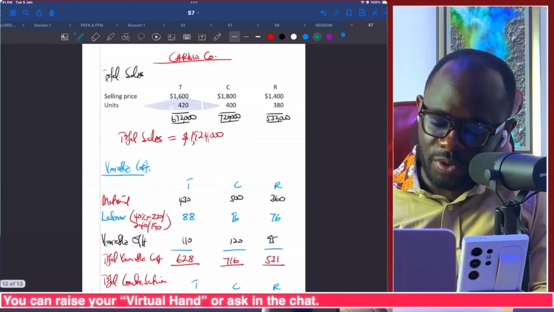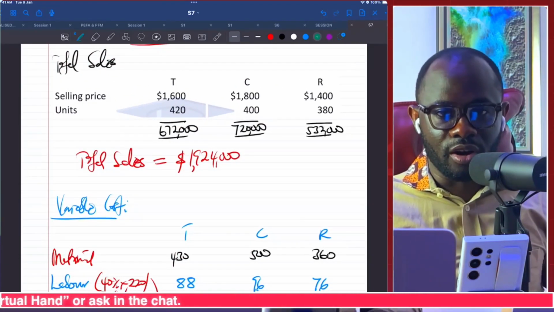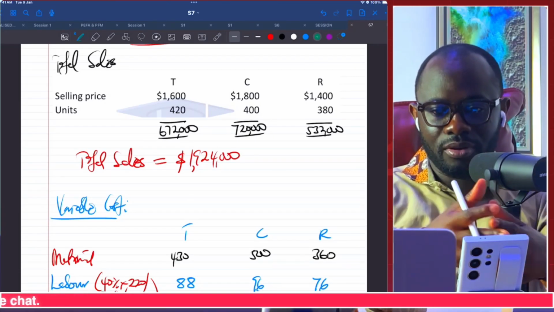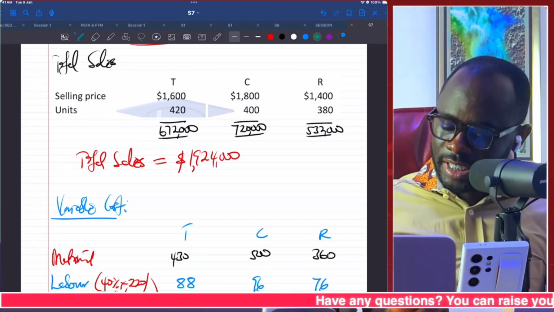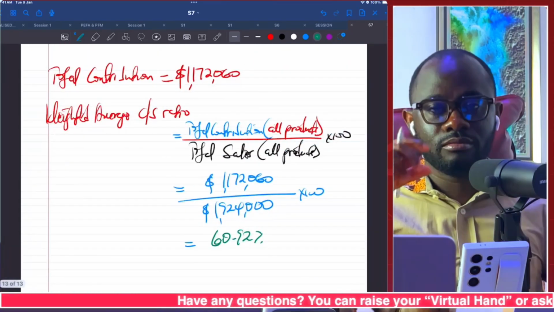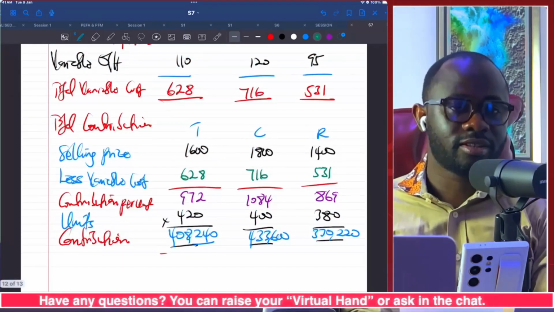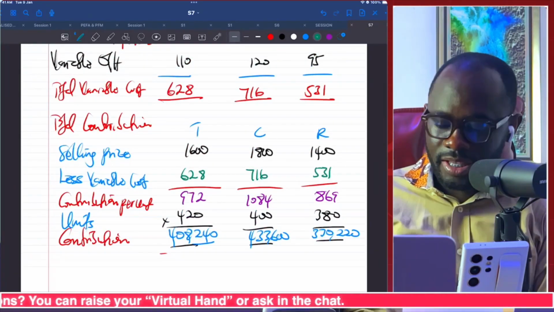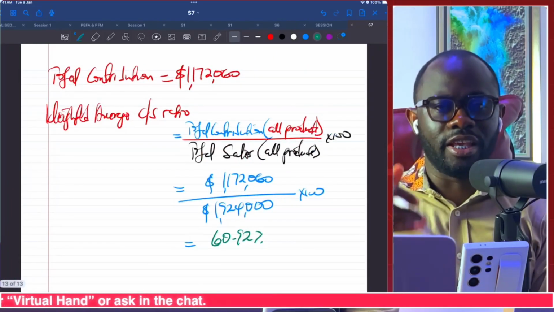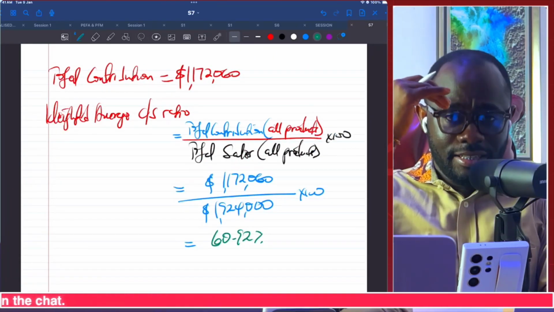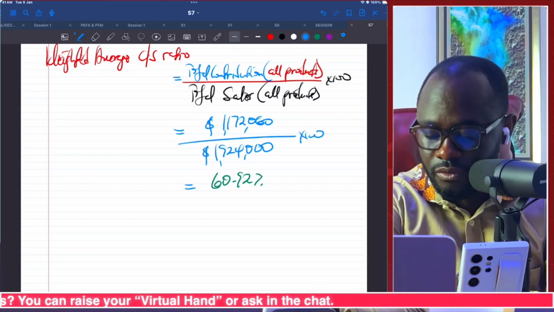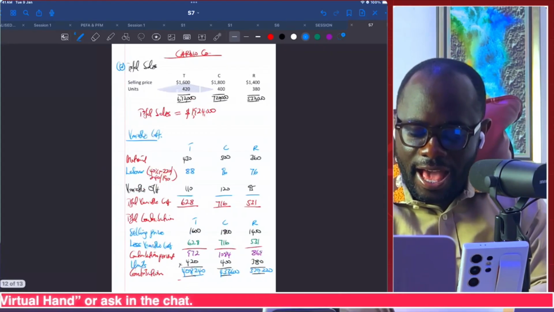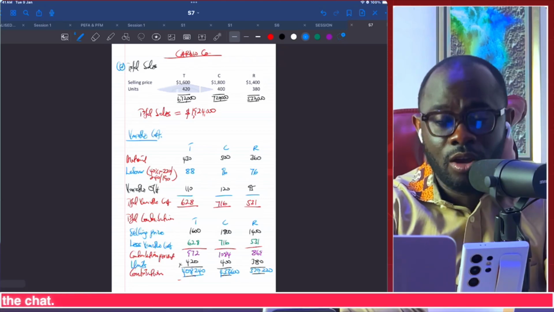So yes, we need the sales for each of the products. Add it up, gives us the total sales for the entity. Then you need contribution for each of the products. Add it up, gives us total contribution for the entity. Then we can calculate the weighted average contribution to sales ratio. So that is the way we calculate weighted average contribution to sales ratio.